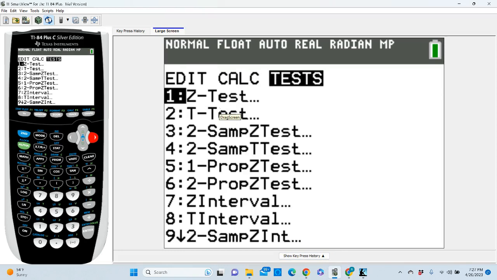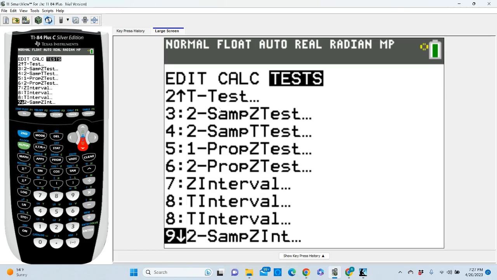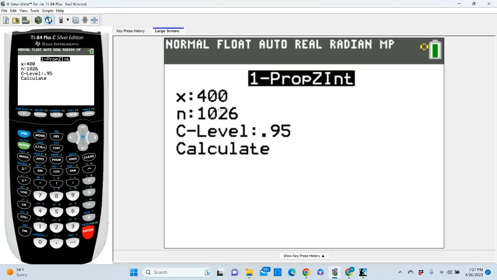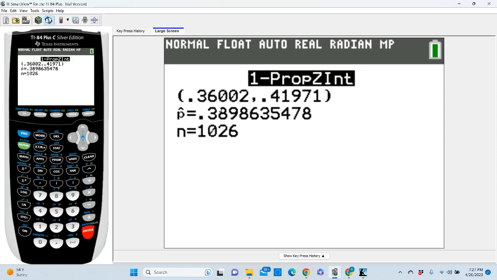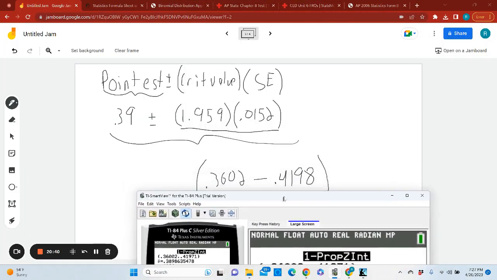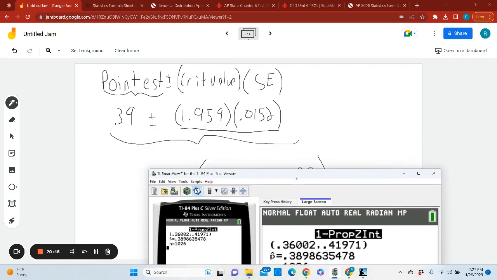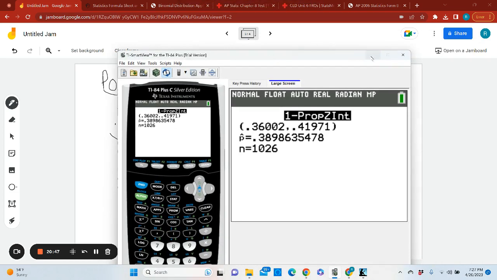Let's find, I have to hit this arrow key button slowly because sometimes this thing just goes rogue. One prop Z interval, and as I calculated again using 400 as the count, what did they get? 0.36002 to 0.41971. I got 0.3602 to 0.4198. So we're pretty darn close out to 4 decimal places.